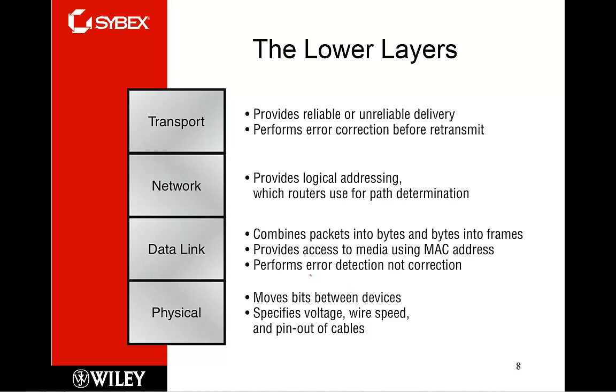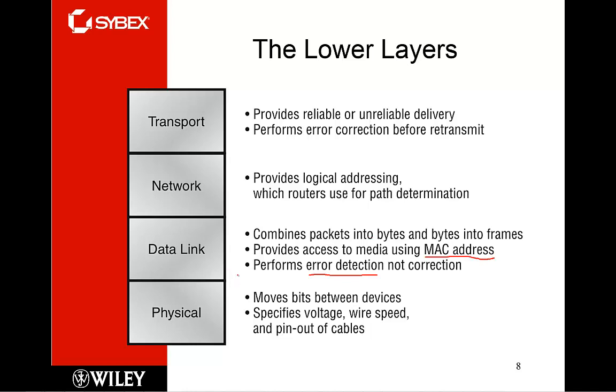Now, there is some error detection done at the data link layer. So if a bit is incorrect, it'll detect that. So we have some of that. That's a new topic we're talking about. But we're talking about the MAC address. It's like the Ethernet address.